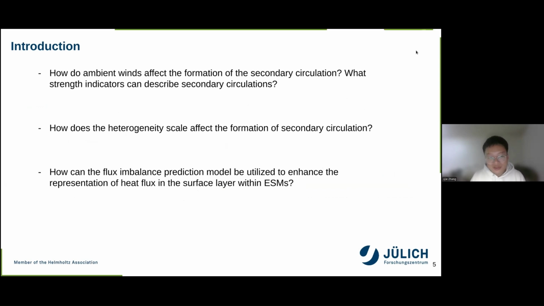The second question is, if we have different heterogeneity scales, will that affect the formation of the secondary circulations too? The last question is, because we might have flux imbalances, if we use these things, can we improve the representation of the fluxes in the Earth system models? And by that, we can improve the predictions.